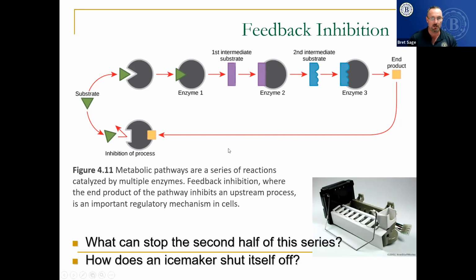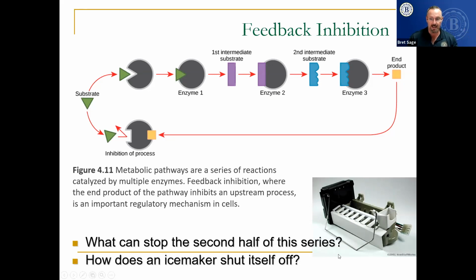Now, why would the body do this? Well, you have plenty of the end product. What's a good example that you have in your house? An ice maker. How does an ice maker work? Well, if you take ice out of your ice maker, that little metal arm drops down, and that tells the ice maker it's time to make more ice. So the ice maker makes more ice and dumps it into the bin, and the little arm checks how much ice is there. If this bin is full and the arm comes down and it can't go very far down, it shuts off the ice machine. Doesn't mean it's broken. It just means you've got enough ice.